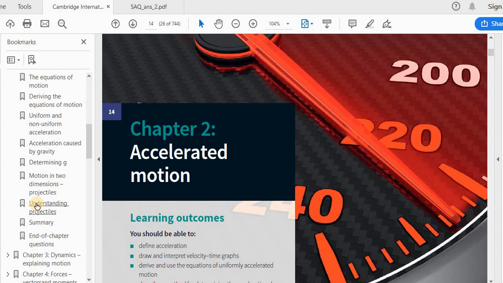Okay, so the train moves in one dimension, cars move in two dimensions, and helicopters can move in three dimensions, because in addition to moving forwards, backwards, and sideways, the helicopter can also move up and down. So now you understand what is one dimension, two dimensions, and three dimensions.